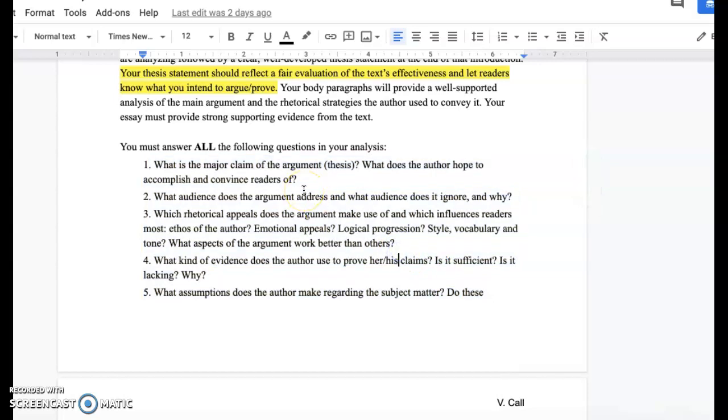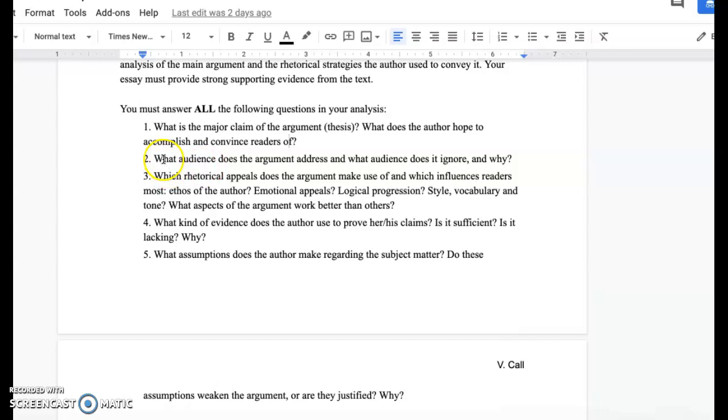So what is the major claim of the argument or the thesis, right? What does the author hope to accomplish and convince of the readers? This could be something you include in your intro paragraph because you are giving me that little summary of what the main thesis or main point is, right. 2, what audience does the argument address and what audience does it ignore and why? I'm going to tell you right now, it is never everyone.